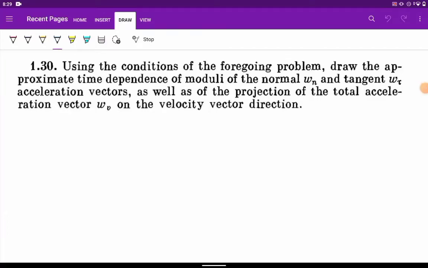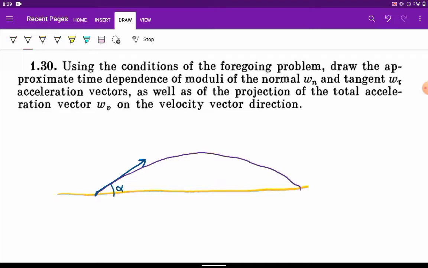Okay, so this problem is dependent on the previous problem. The previous problem was basically based on projectile motion, in which, from the surface, let's say this is the surface, a particle is projected at an angle alpha, and follows this parabolic kind of trajectory, right? And lands on the surface here. So let's say it starts at some point A and ends at some point B.